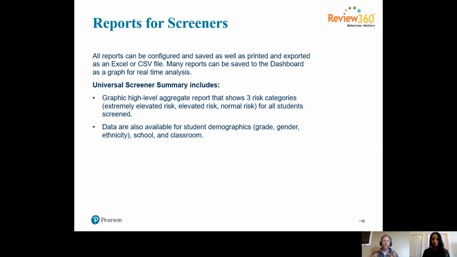But then also we're able to aggregate the data. So we can look at trends. We can look at grade trends, school trends, gender, ethnicity, special groups, classrooms. It's really who you are, what your role is in supporting the students will determine what information, what reports you would have access to, so that it will help you make more informed decisions on who to help and how to help them.